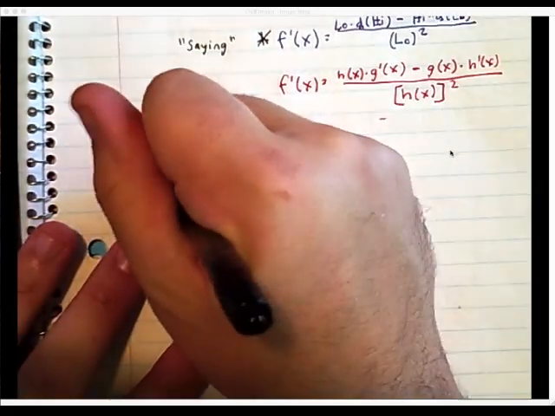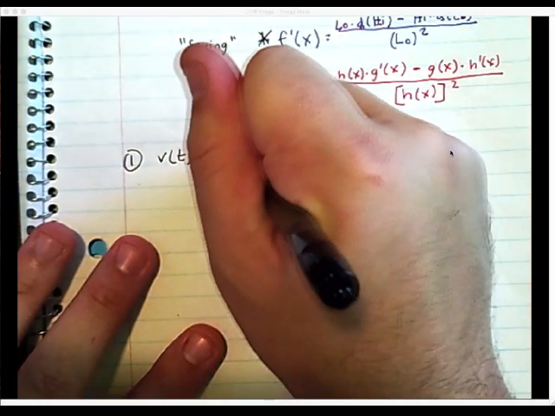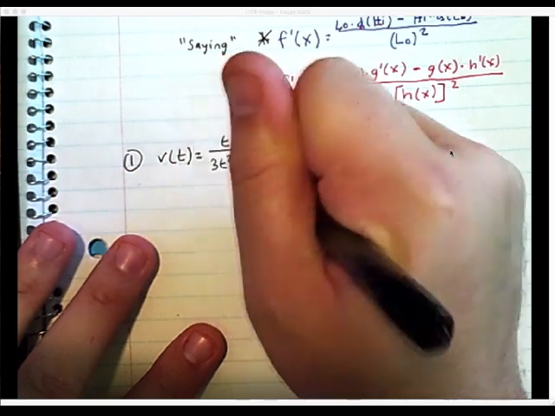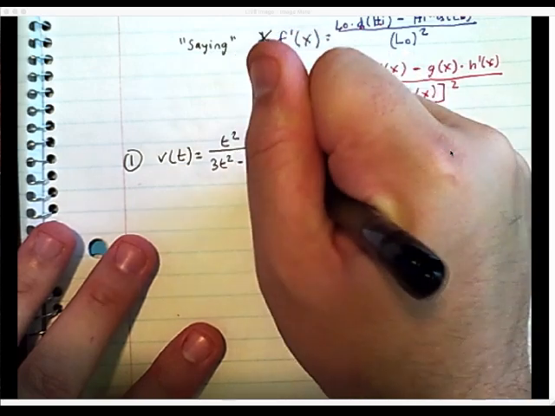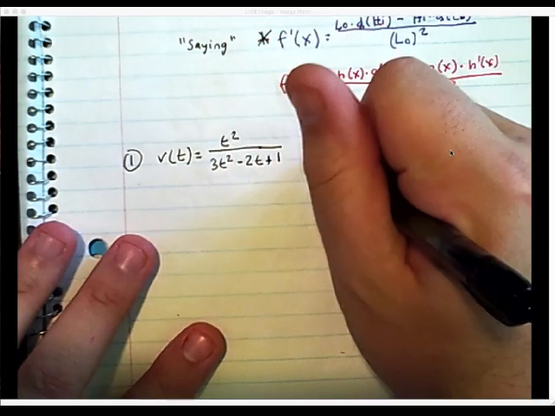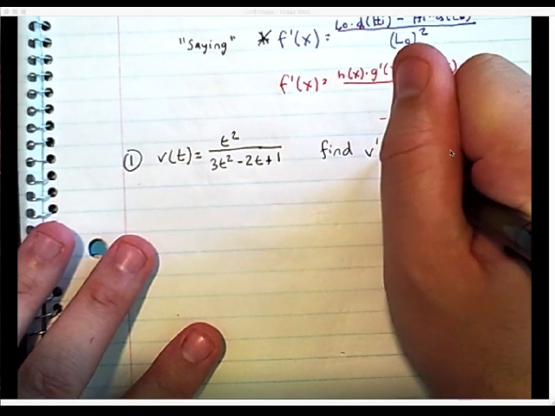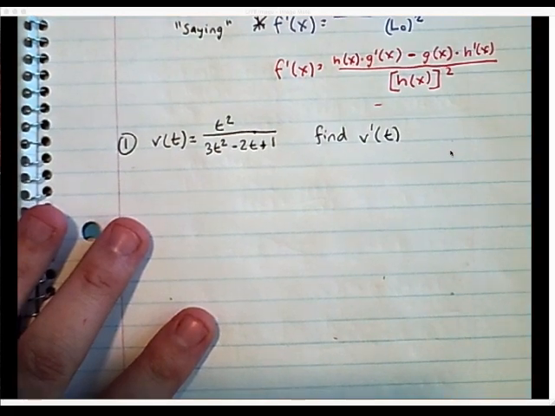So number 1 on the note card, it says if v of t equals t squared over 3t squared minus 2t plus 1, find v prime of t. So I need to find the derivative.